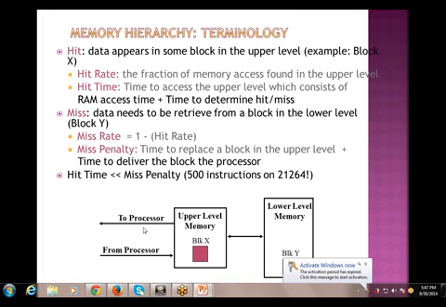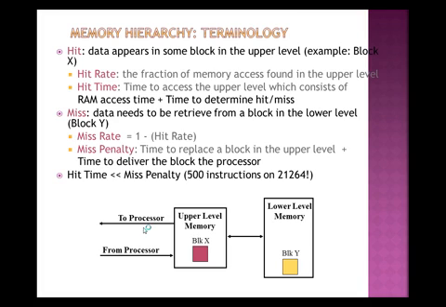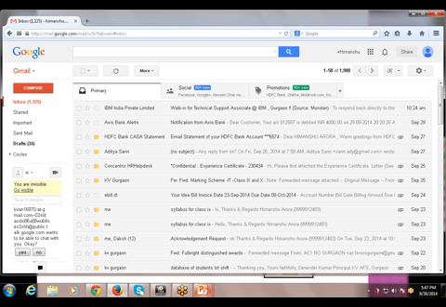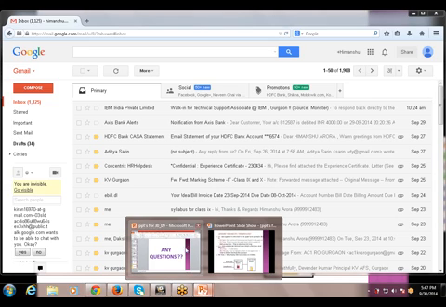Hit means the data is available in the upper level, that is in the cache memory. And if the data is not available in the cache memory and we go to the lower level memory, that is the main memory, that is a miss. So there are two concepts that we have studied, hit and miss.